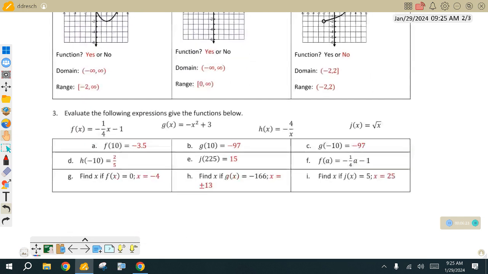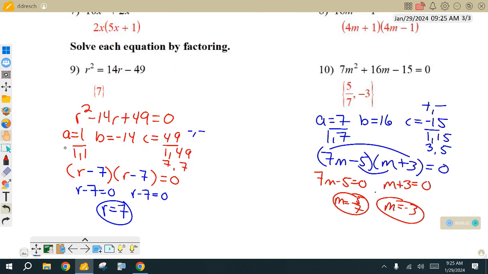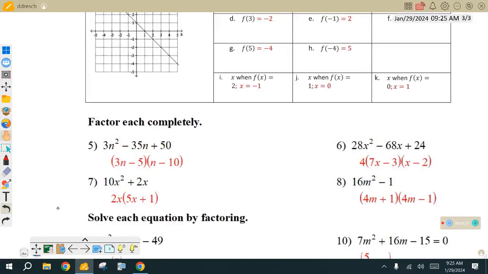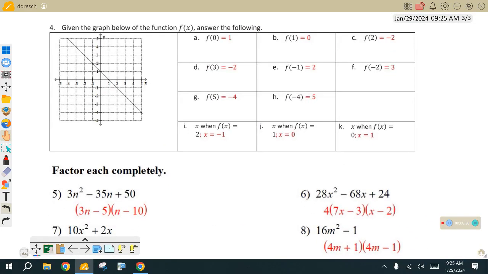Down the bottom, or is it the top of the next page? Previous page. All right, 4C. 4C, f of 2. That should be negative 1. Okay, so f of 2.